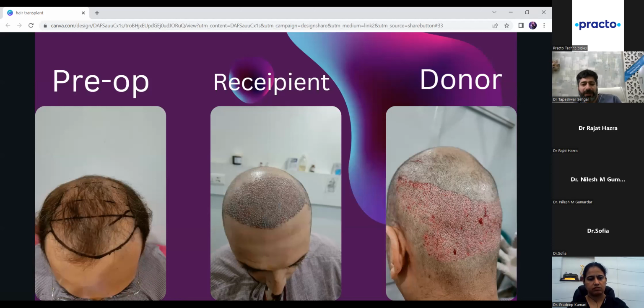This is how the patient will look immediately after. This is the pre-op. This will be the appearance of the recipient area. And the third slide will be the appearance of the donor side.